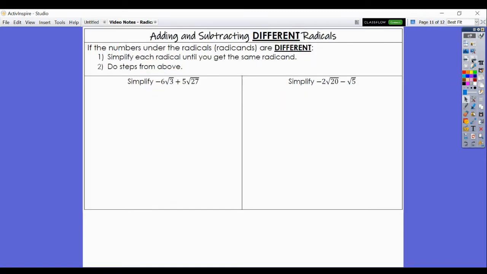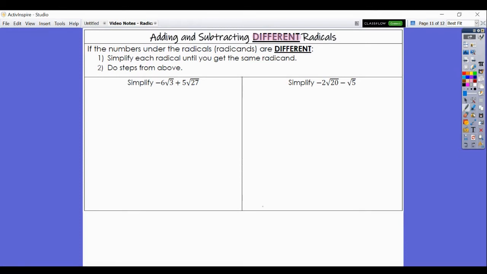In our next examples, we're going to start looking when the radicals are different. So that means they are not the same number underneath the radical. What we have to do then is simplify each radical until we get the same radicand. If they're different, then we just leave them. Then we will do the same steps of simplifying from before.